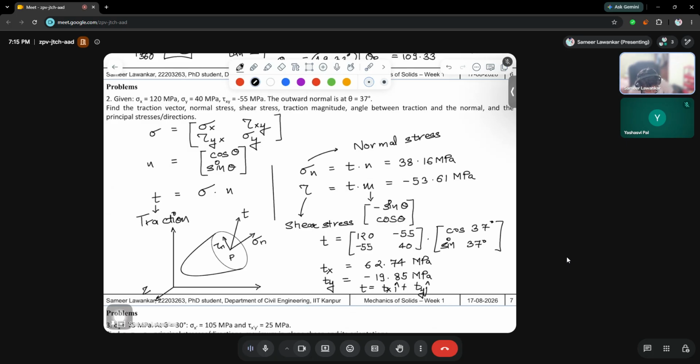What is remaining? We have calculated the traction vector, the normal stress and the shear stress. Now the traction magnitude is nothing but the square root of Tx squared plus Ty squared. Here the meaning of magnitude is different, because it is a vector, so we are calculating the magnitude of traction. When you solve this, you get the value as 65.80 MPa, and then the angle between traction and the normal and the principal stress directions. So the angle is nothing but, let me add one more page.